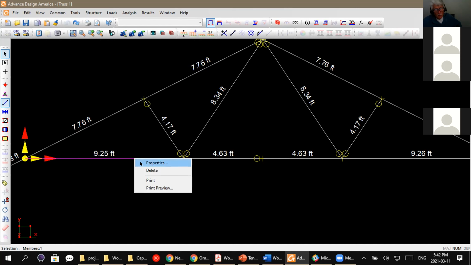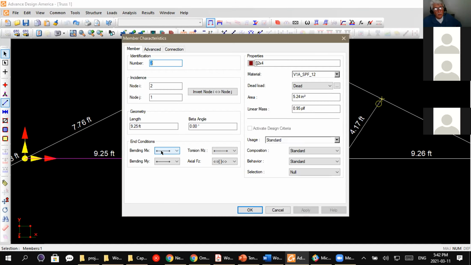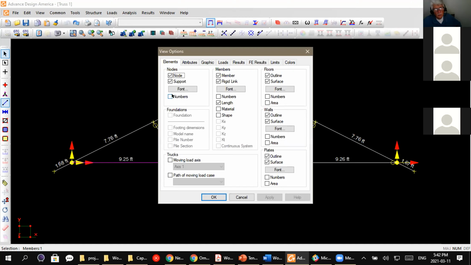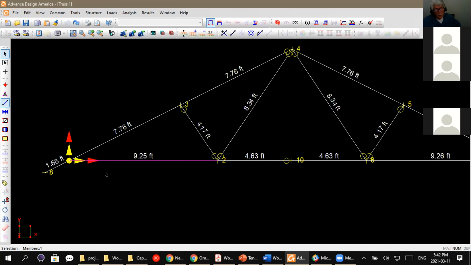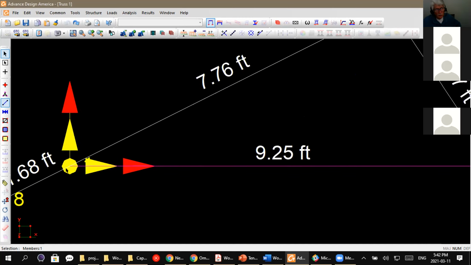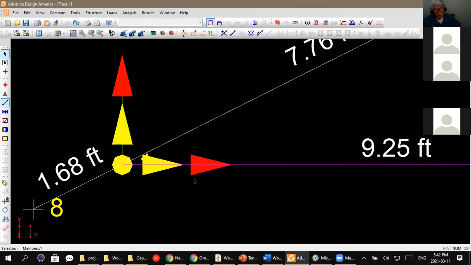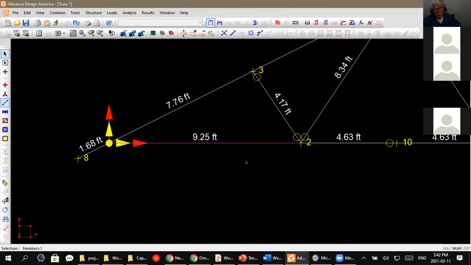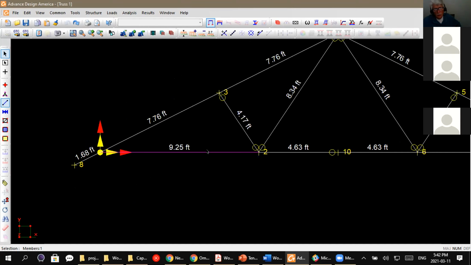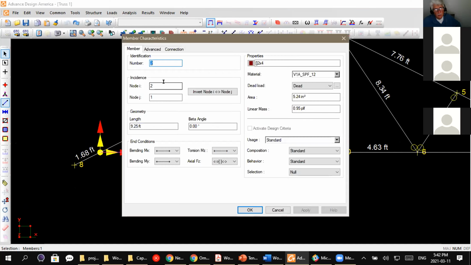Properties. Okay. So do you know your node numbers first of all? Here we go. Okay, so this is node number 1, and that's number 2. So I is 1. Okay, go ahead, click on it. So number 2 and 1.